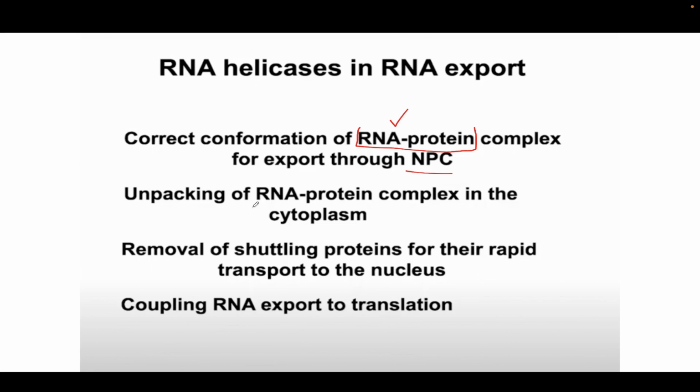Next is unpacking the RNA protein complex in the cytoplasm. After moving to the cytoplasm, it is the role of RNA helicases to separate the RNA protein complex so that the mRNA can go through the translation process. Next is removal of shuttling proteins for their rapid transport to the nucleus. Okay, shuttling proteins have been removed through rapid transport to the nucleus.